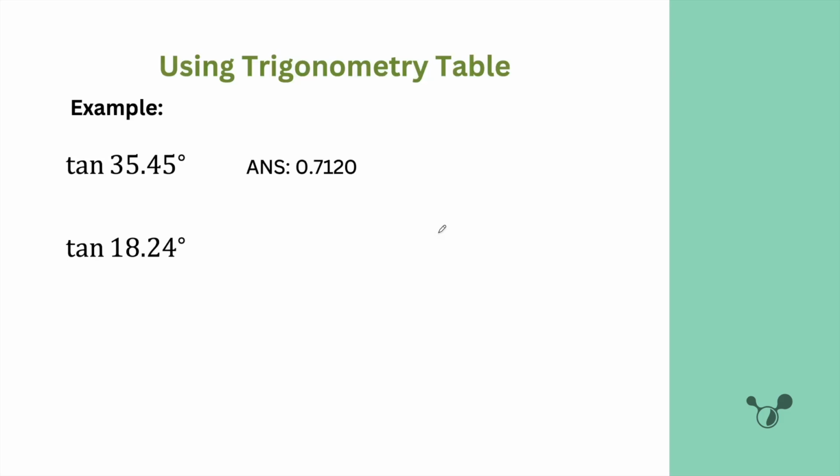Great, great. So solve this by yourself. Tan 18.24, you can pause the video and try it out by yourself. If you do that correctly, you have 0.3296. And you can do this by yourself: tan 52.67. If you do that correctly, you should have 1.311. Right.